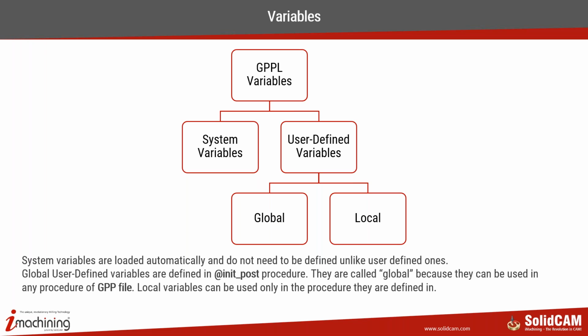Now you can have also a local variable. Local variables can be used only in the procedure that they are defined. So if you define a variable in start of job, you can't use it anywhere else except the start of job. Now, how do you name the variable you define?